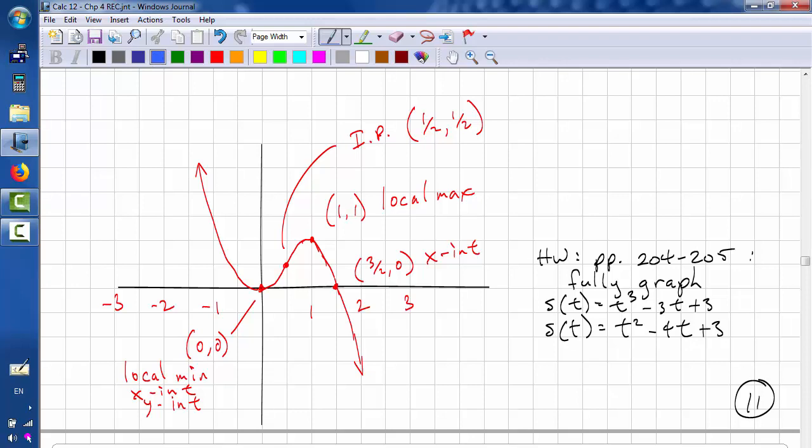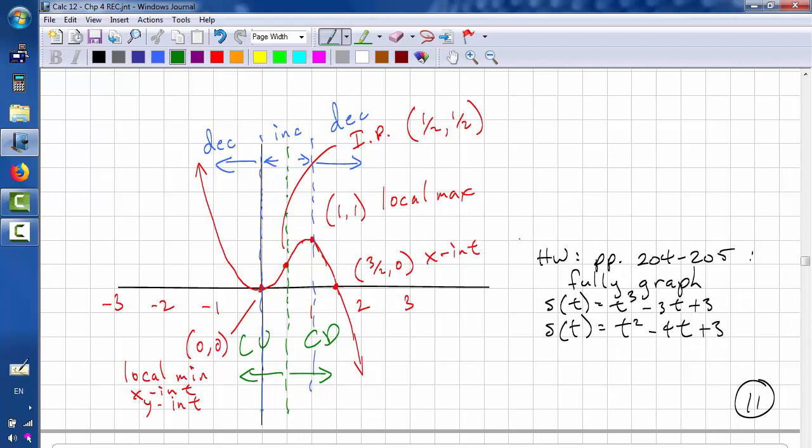Okay, let's mark off our intervals of increase and decrease. So we have a dotted line here, dotted line here. So we have decrease, increase, decrease. Okay, let's do a different color. Green here. We have concave up and we have concave down, and that goes to infinity.